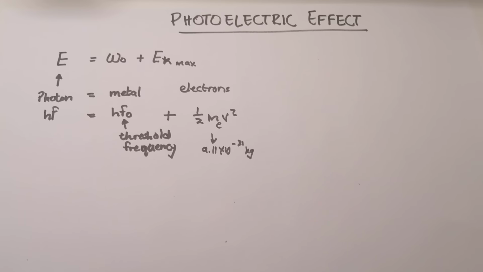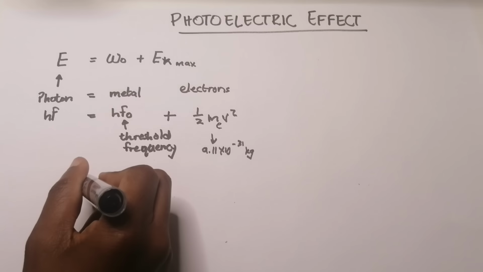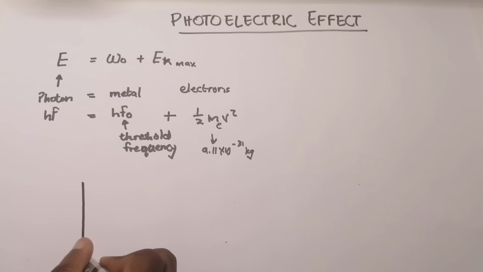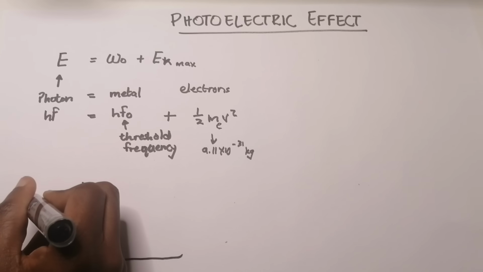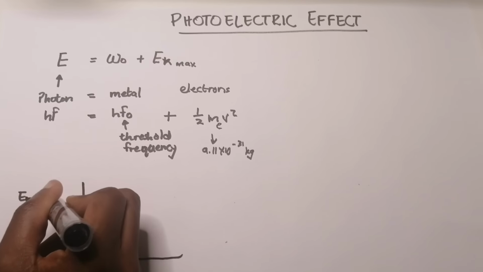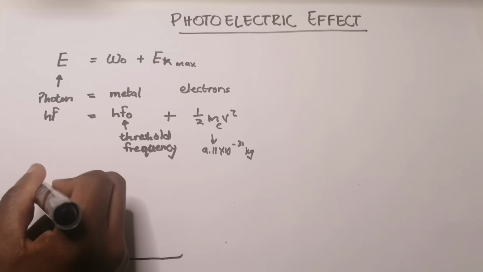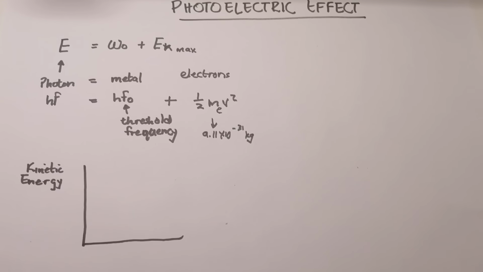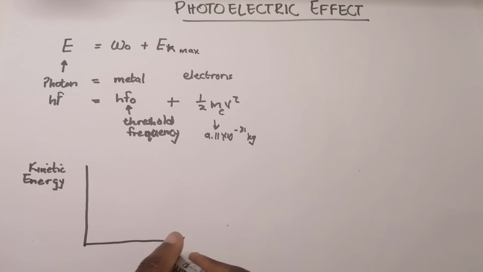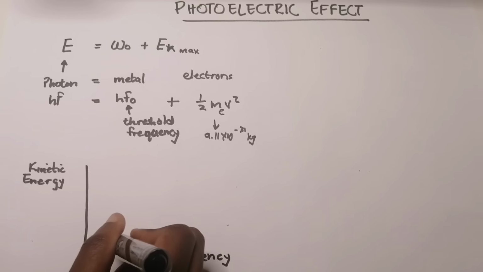Now, what I want to quickly do here is relate this to graphs, okay? So typically the type of graph that we usually have on the photoelectric effect is a graph that has to do with kinetic energy. All right, let's say kinetic energy against frequency. And usually you get a graph that looks typically like that.